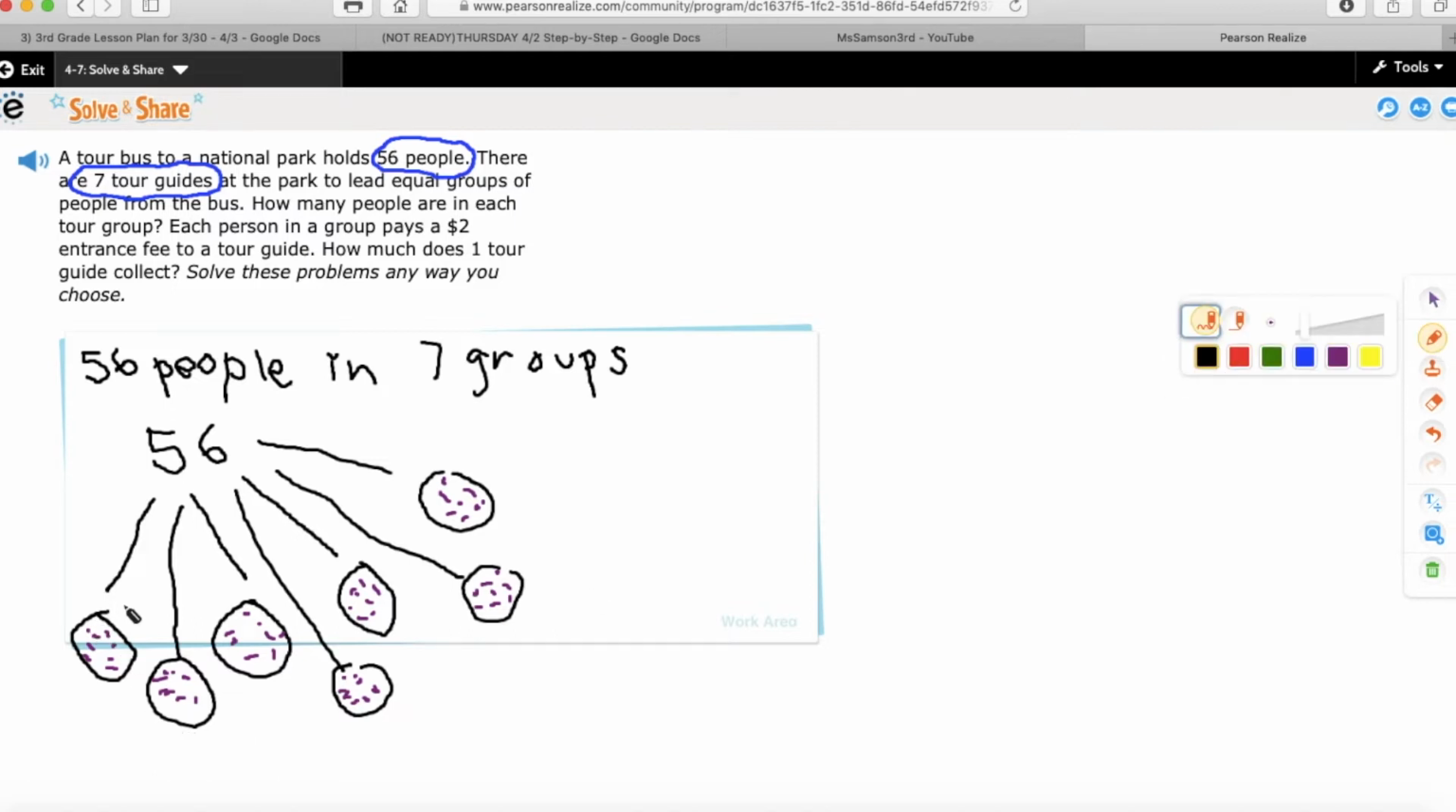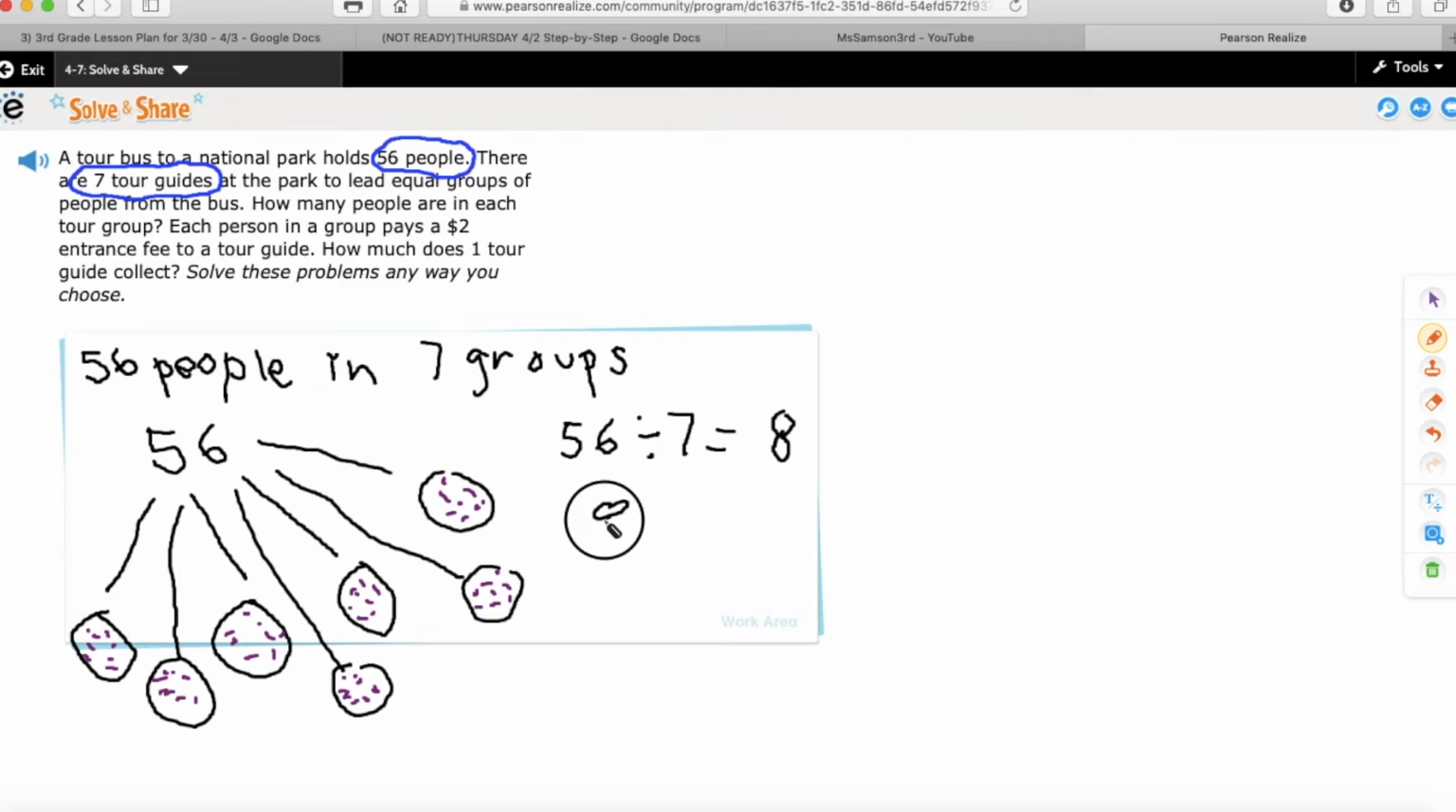Okay, so in each circle, you need to count how many dots each circle gets. So you should have had 1, 2, 3, 4, 5, 6, 7, 8. Each circle should have gotten 8 people. So that means your division problem would have been 56 divided into 7 will give you 8. So that means in each group, there will be 8 people.